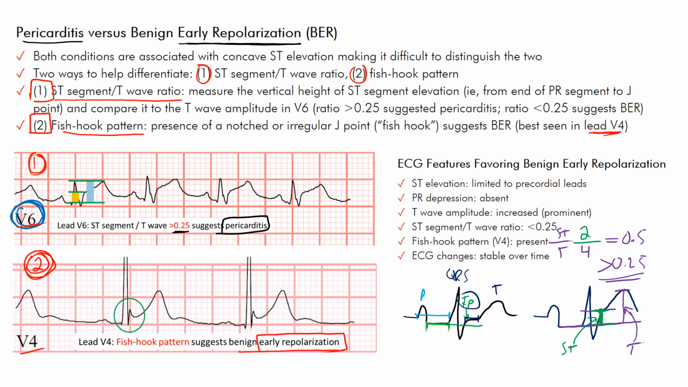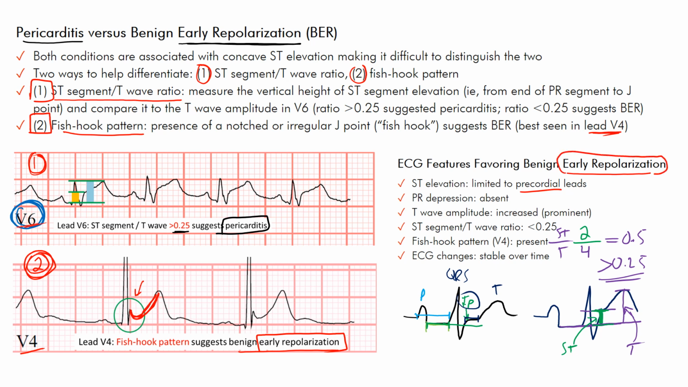So this is best seen in V4, and this fishhook pattern suggests benign early repolarization, or that early repolarization pattern. So notice here, it's this here that I've circled in green. You can see it looks like a fishhook there. So that's the fishhook pattern suggesting early repolarization. So let's go over a few others that suggest early repolarization. So a few things. ST elevation that's limited only to the precordial leads suggests early repolarization.